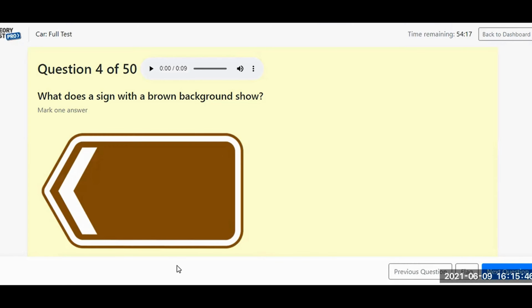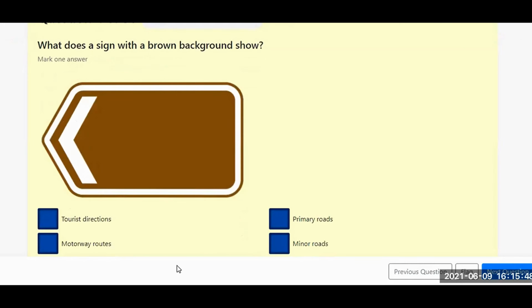Now what does this sign mean, the brown one? The brown one is for the tourist. So go for the option and see which one is the tourist option. So that is how you remember your theory questions. First you need to know what the things are.